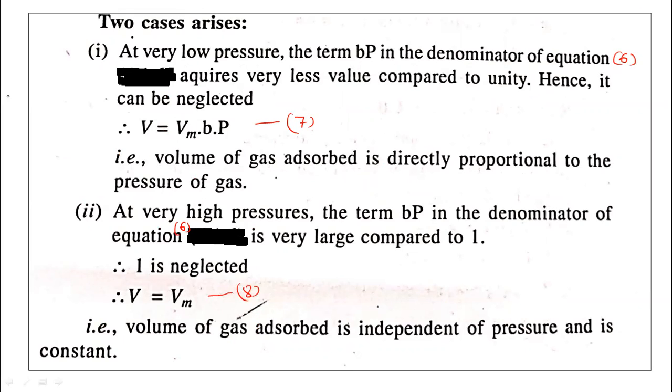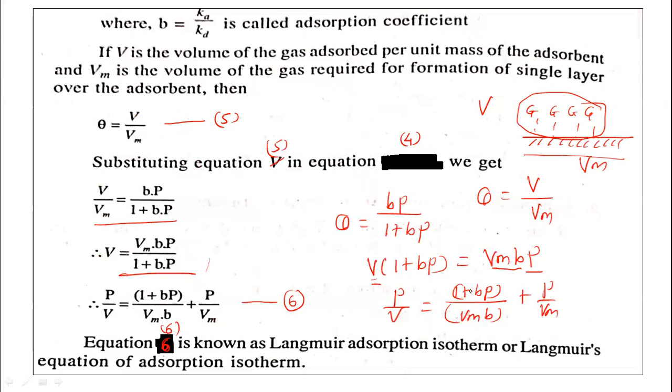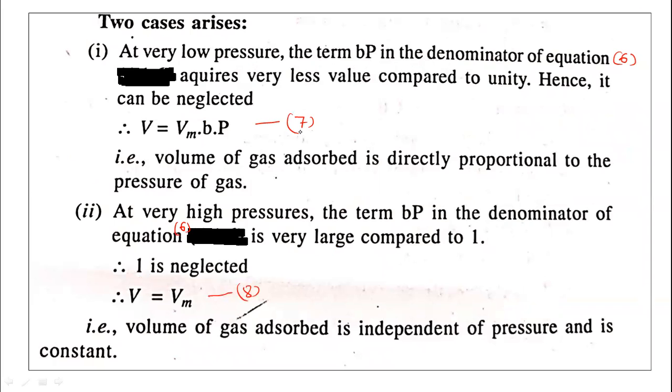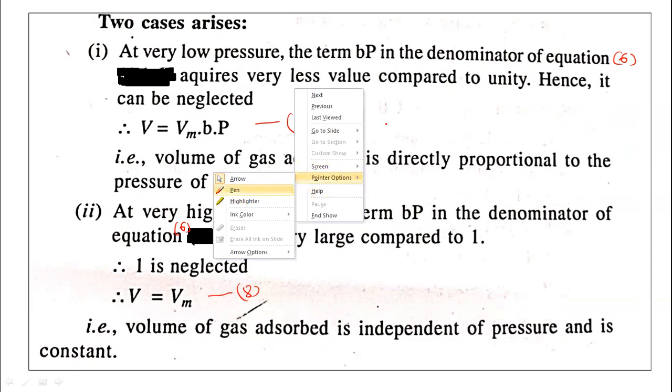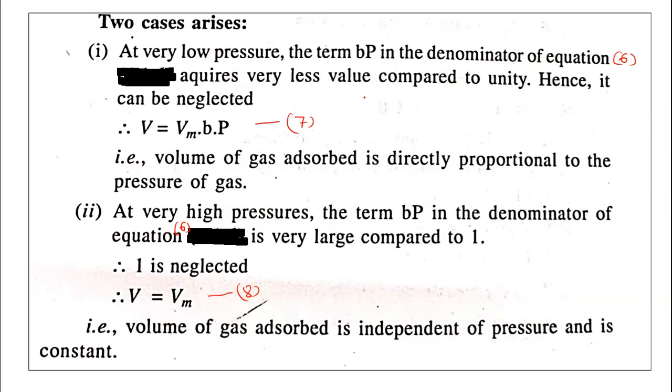Now there are two cases applicable. In this equation, first of all, let us write that equation here. Previously we had the equation P upon V, it is equal to 1 upon Vm into B. That equation should be written as P upon V equal to 1 upon Vm into B plus P upon Vm. So let us see this equation now. This is the Langmuir's equation.